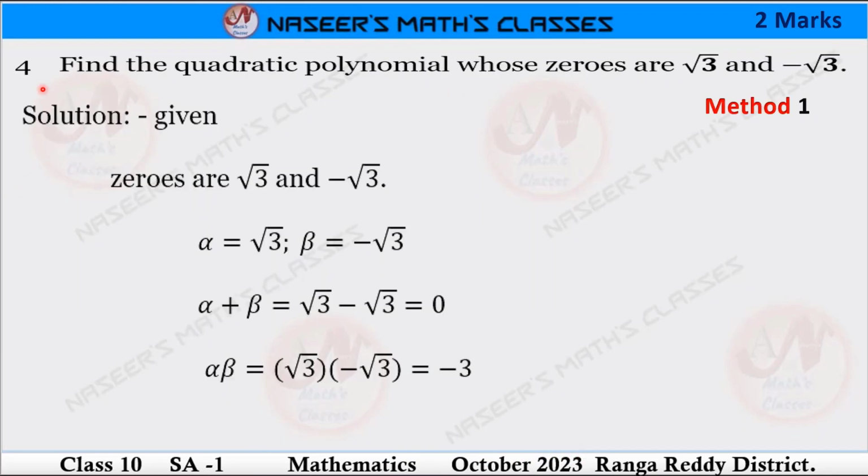To solve the fourth problem, it is given: find the quadratic polynomial whose zeros are root 3 and minus root 3. We solve this one by two methods. So first method is that the given zeros are root 3 and minus root 3. So here we can write alpha is equal to root 3 and beta is equal to minus root 3. Sum of the zeros alpha plus beta is equal to root 3 minus root 3. So we get 0. And the product of the zeros alpha into beta is written as root 3 into minus root 3. Then we get minus 3.